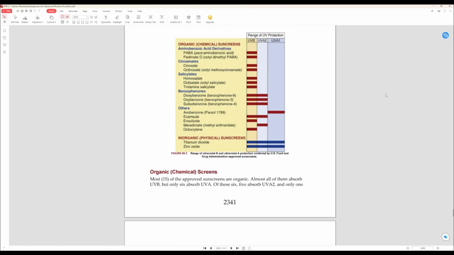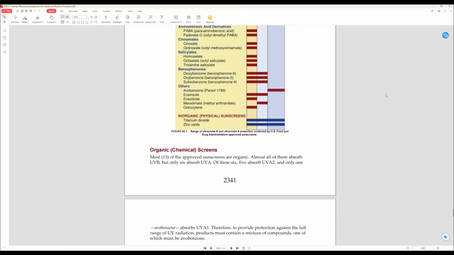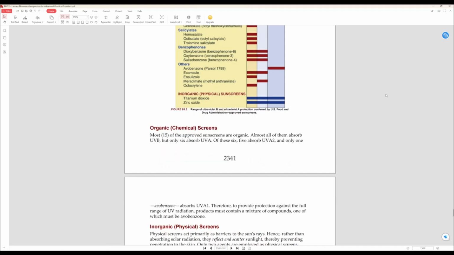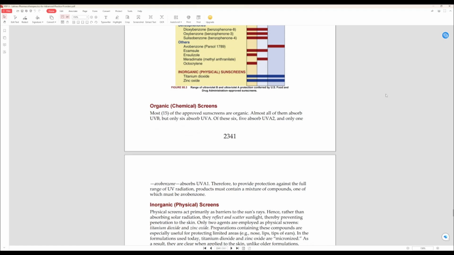So we'll start off by talking about some of the organic chemical screens. Most, again 15, of the approved sunscreens are considered organic. Almost all of them absorb UVB, but only 6 absorb UVA. Of these 6, 5 absorb UVA2 and only 1, avobenzone, absorbs UVA1. Therefore, to provide protection against the full range of UV radiation, products must contain a mixture of compounds, one of which must be avobenzone.